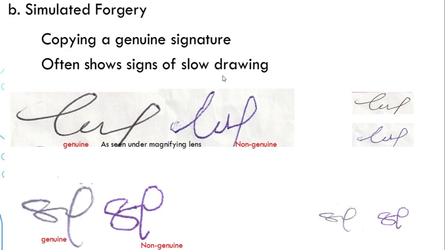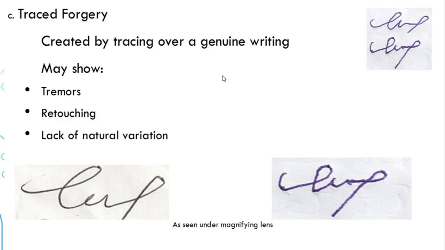Let me explain what I mean by that. Tremor, as I've told you the other time, is a shaky line, a line that looks as if the hand of the writer was shaking while writing it. So that is one of those things you can see in genuine writing. In a trace forgery, it may be a signature or any writing, any handwriting.